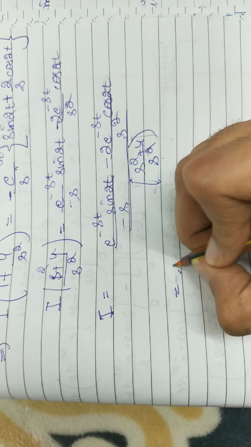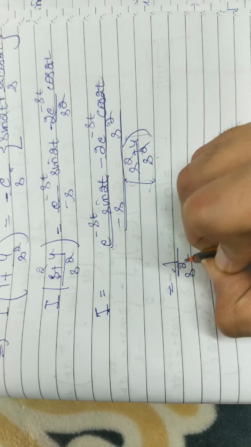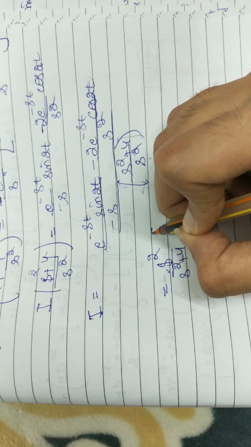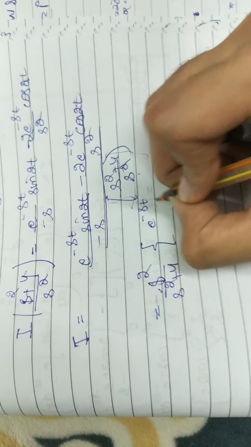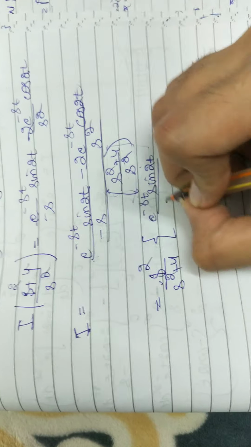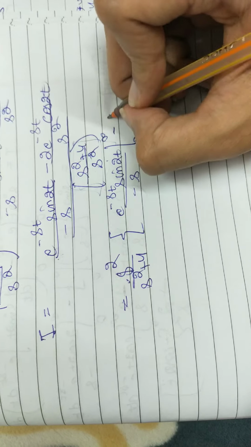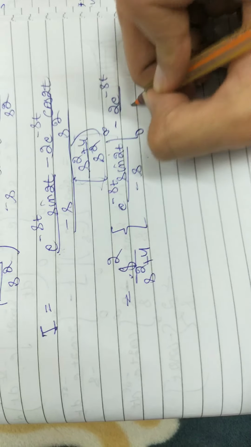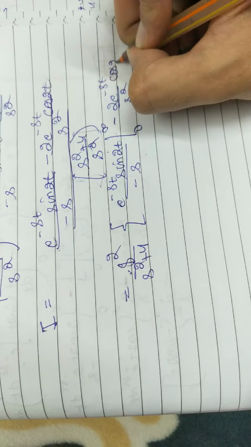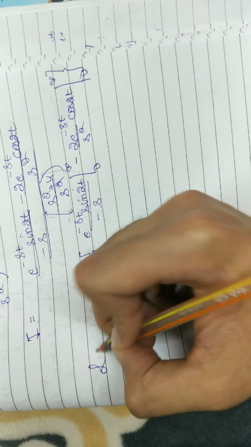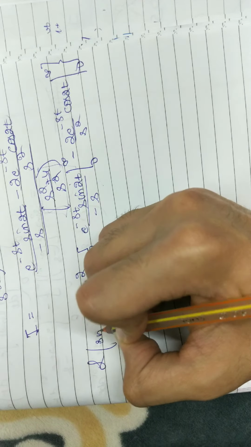So it is 1 upon s square plus 4, this square comes right above here, and these terms, that is e raised to minus st sin 2t upon minus s, this goes from limit 0 to infinity, and similarly another term having t as a variable goes from 0 to infinity, and this actually is a Laplacian of sin 2t.